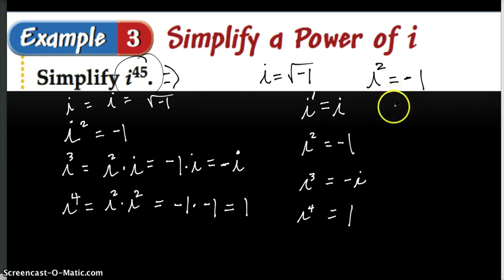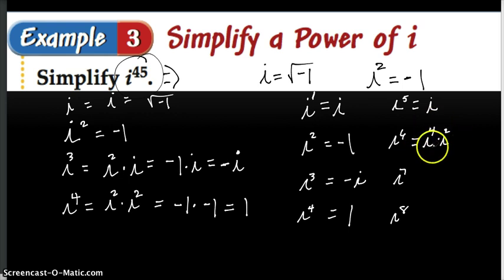Let's continue on. Let's see what i to the fifth, i to the sixth, i to the seventh, and i to the eighth is. And we'll see if we get a pattern or something that's predictive. So check it out. i to the fifth power can be written as i to the fourth times i, by the rules of exponents. And so i to the fourth is 1 times i. Tells me that i to the fifth power is simply i.